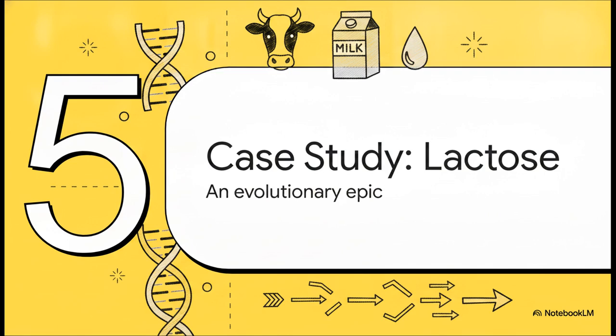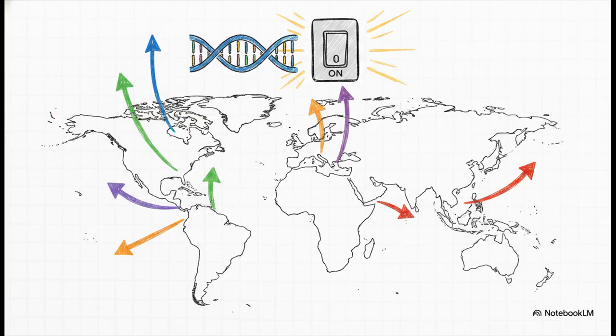This is a true evolutionary epic. You know, it might actually surprise you to learn that ancestral humans were completely lactose intolerant. Back in the day, once we were weaned off our mother's milk, our bodies just completely shut down lactase production. So lactose tolerance is actually a pretty new genetic trait. And even crazier, it's a convergent adaptation. That means multiple, totally independent variants popped up in completely different populations all around the globe.